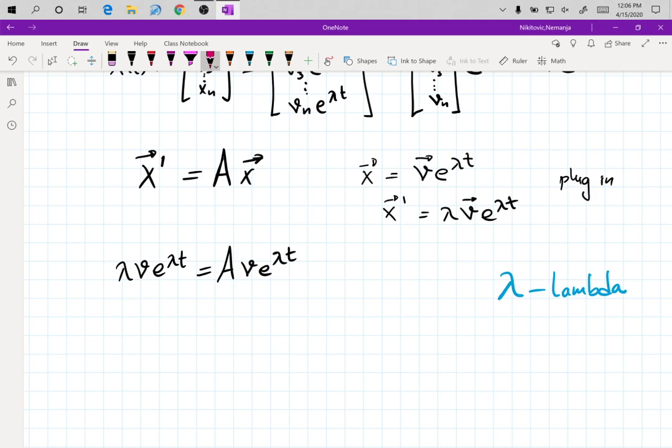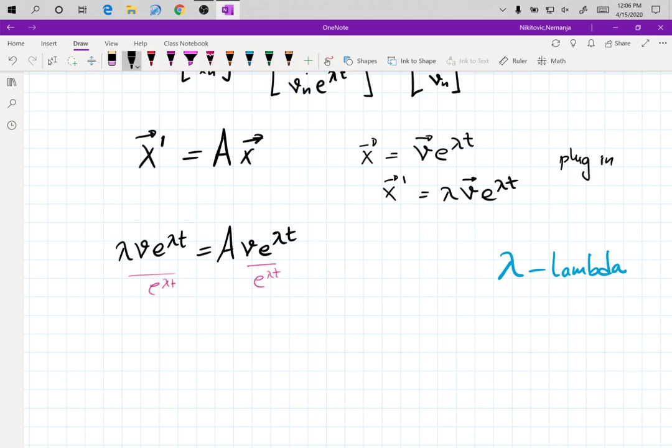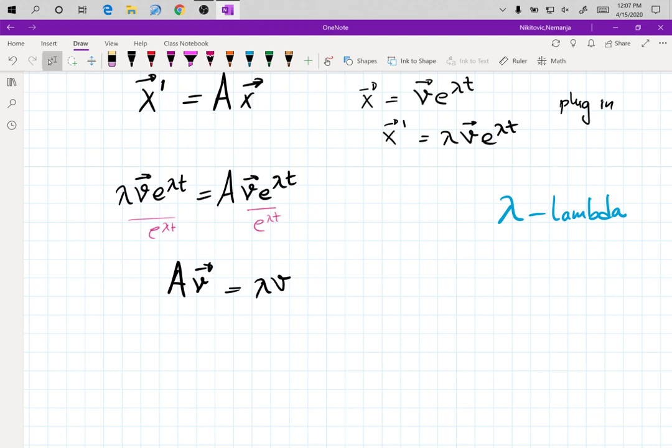All right, cool. So now when you look at this, you can divide both sides by the non-zero term, right? So you can divide both sides by e to the lambda t. And you will get this equation where Av is equal to lambda v. And now you will put these two on the same side.